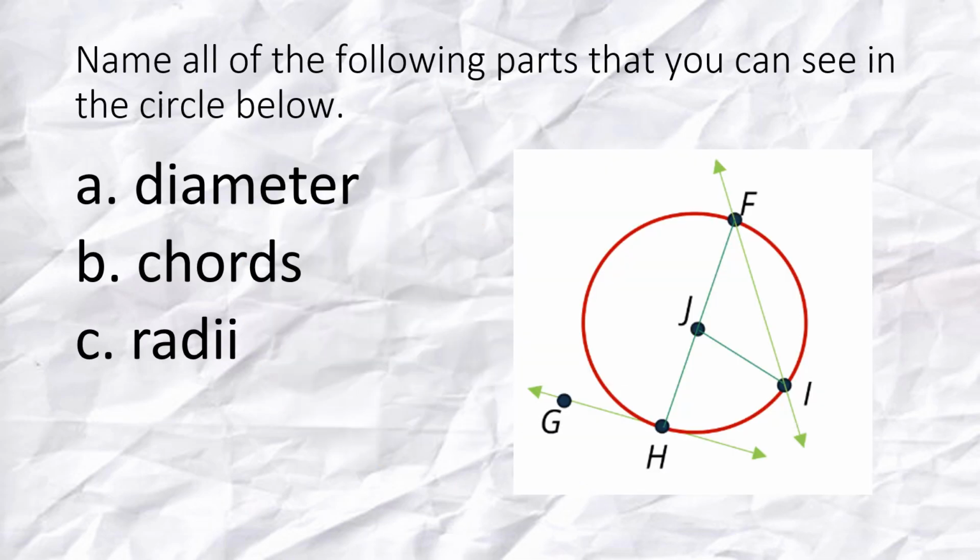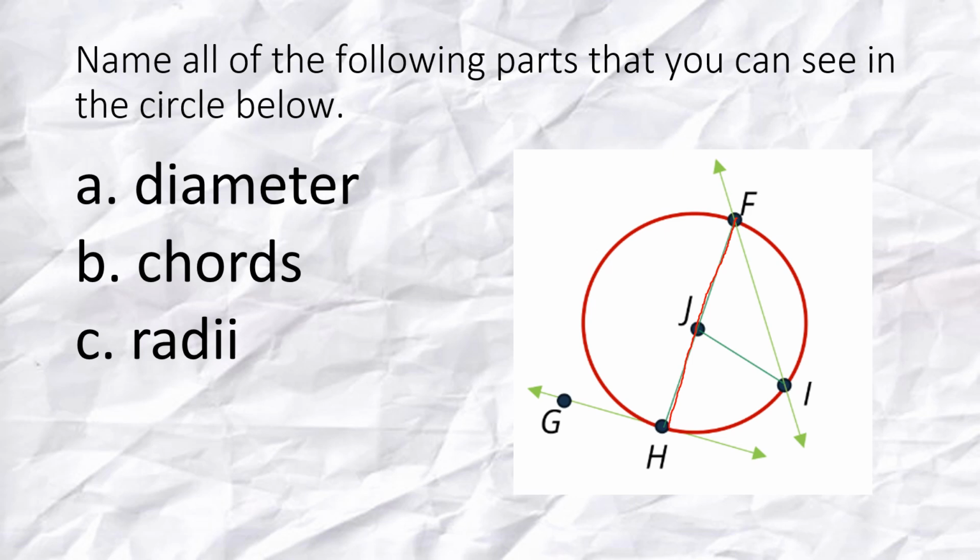As an example, name all of the following parts that you can see in the circle given below. We have the diameter, the chords, and the radii. Take note that a diameter starts from a point on the circle and ends at another point on the circle while passing through the center. Since our center here is center J, the name of our circle is circle J. Thus, the diameter that we have here is the line segment FH. So this will be our diameter.